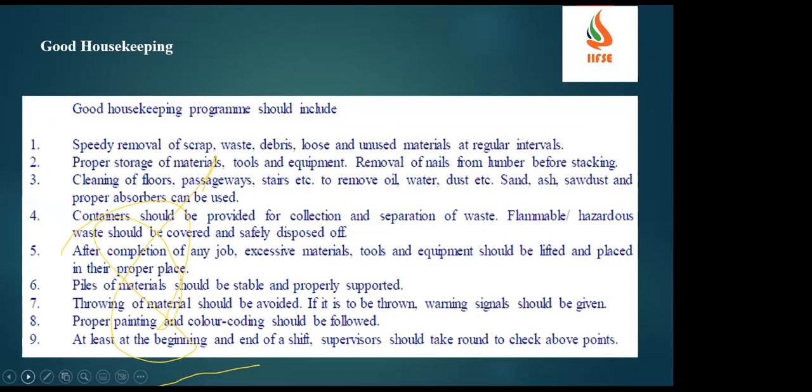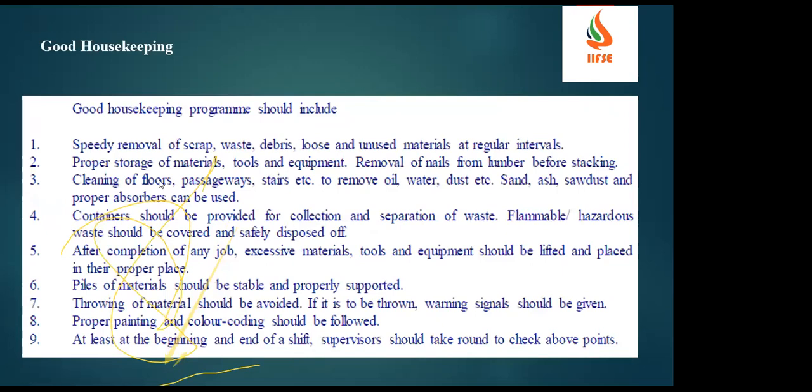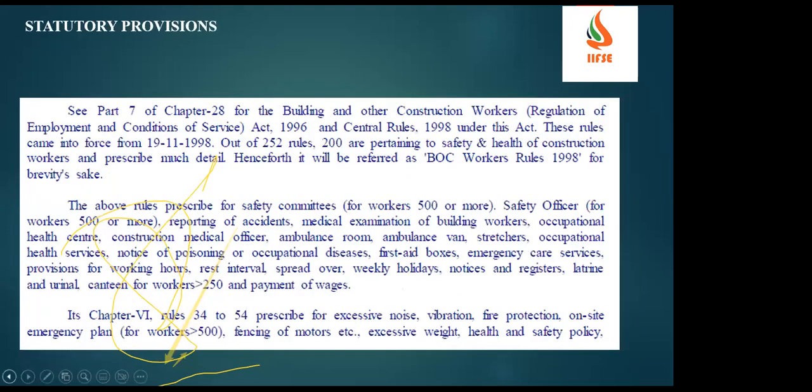Then housekeeping. I think somebody is writing here that... One second, I don't know.